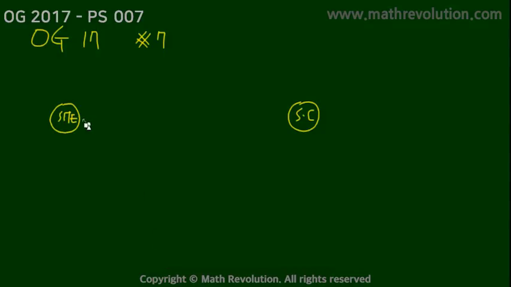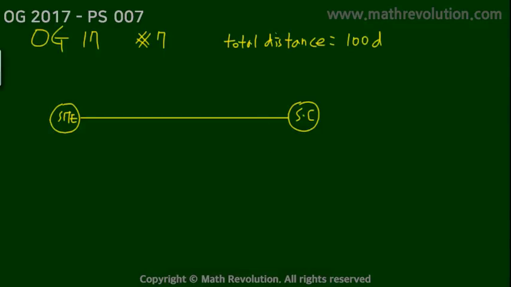And I'll just draw a line that shows the distance. Now, let's say the total distance is 100d. Now the word d, the initial d, comes from the word distance. And the number 100, it comes from the Ivy approach.